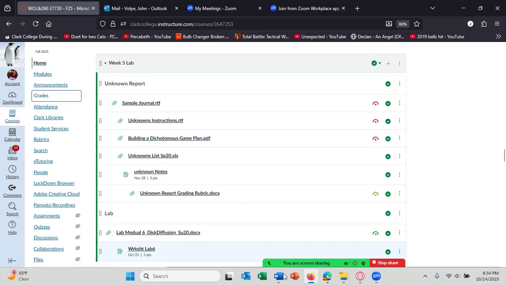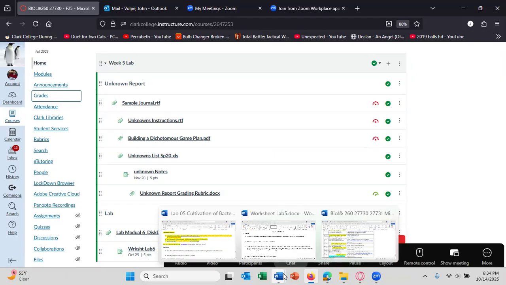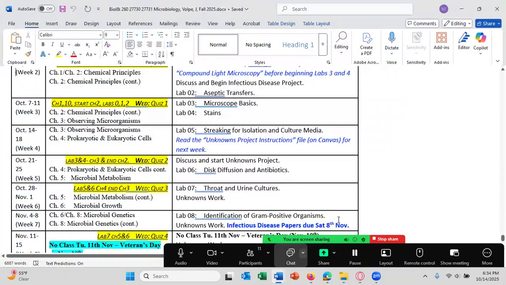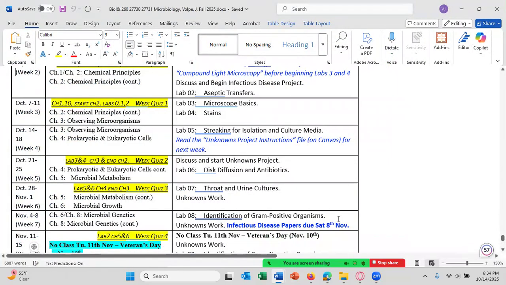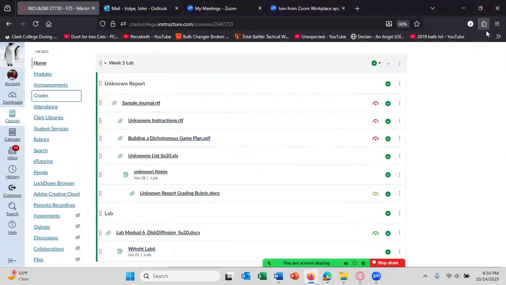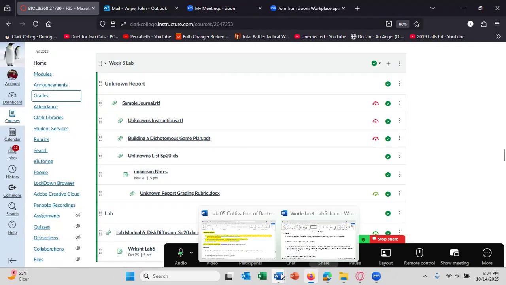That I think is it for the syllabus, so I can probably shut that down. Don't think there's anything I need to talk about. So let's go straight to the lab manual.